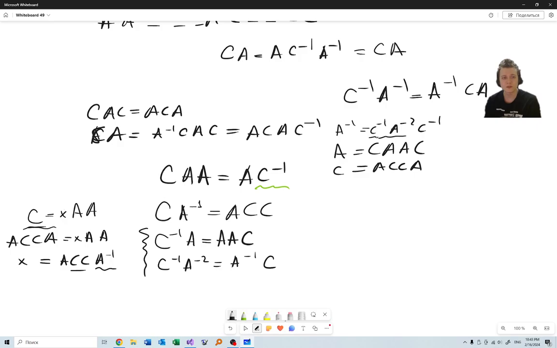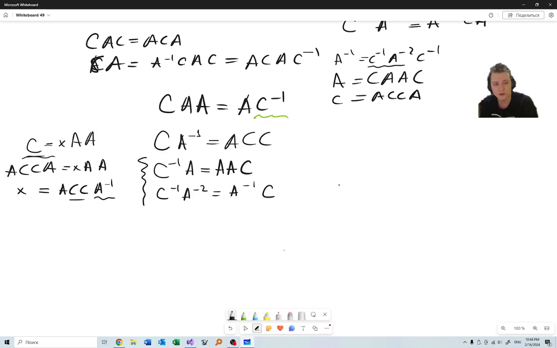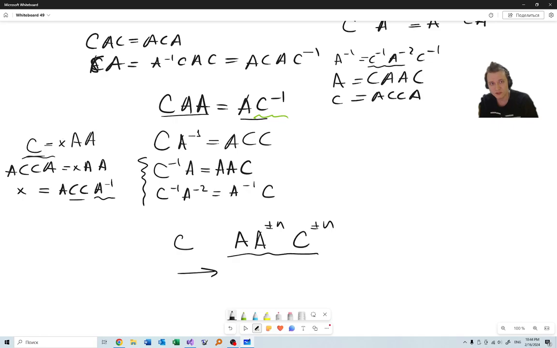So, what did we achieve? We can write everything as follows. We can have several a's, a to the power plus minus n, and c plus minus n. Then we take letter by letter, one by one, and if it is a, then it is lovely. But if it is c, then we try to move it to the right. So if we have a in positive power, then we move it to the right. And if we have a in negative power, okay. So what do we do?